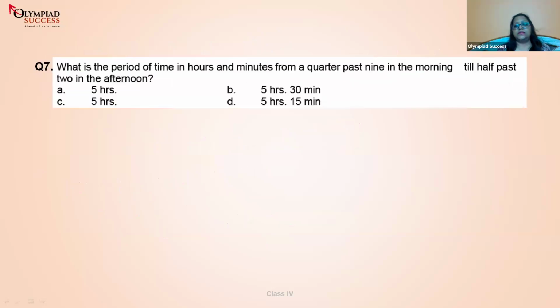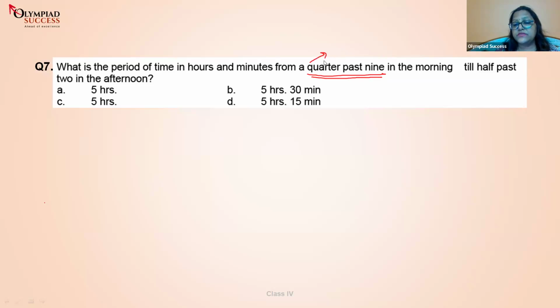Next one. Just read this question. What is the period of time in hours and minutes from 9:15 in the morning to 2:30 in the afternoon? Yes. Do you know how do you read this 9:15? What do we call this? What's the time? 9:15. What does this mean? That means 10 or 11? No. No.